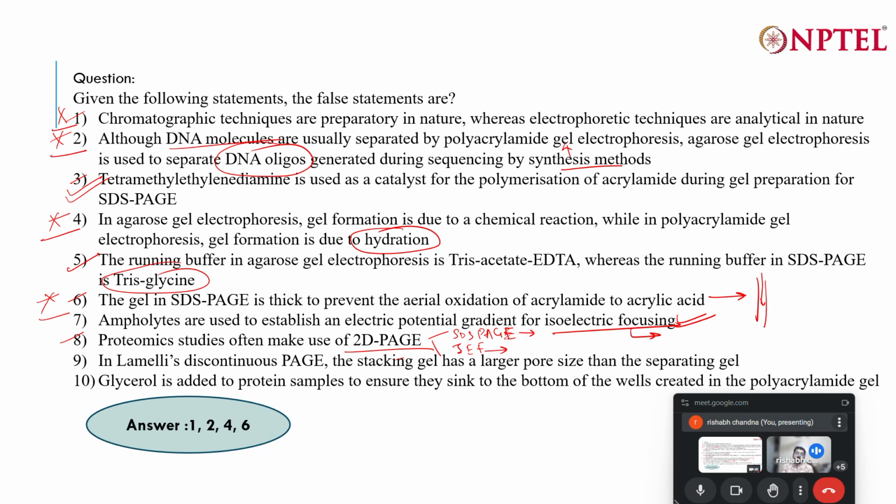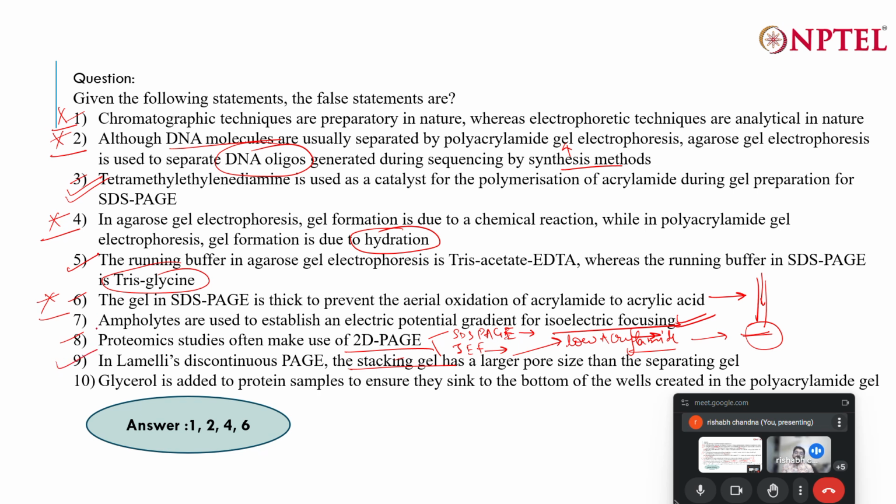In Laemmli's discontinuous PAGE, the stacking gel has a larger pore size than the separating gel. Yes, the stacking gel has a larger pore size because they use low acrylamide, and the reason is that all the proteins that have been added to the PAGE will be at the same point. So preparing the protein for the separation is basically the role of the stacking gel. So this option is also correct.